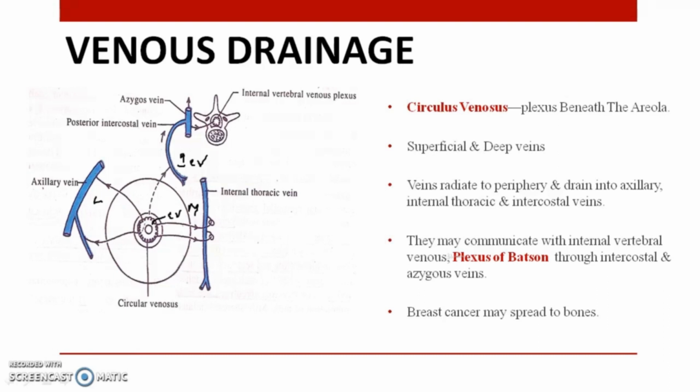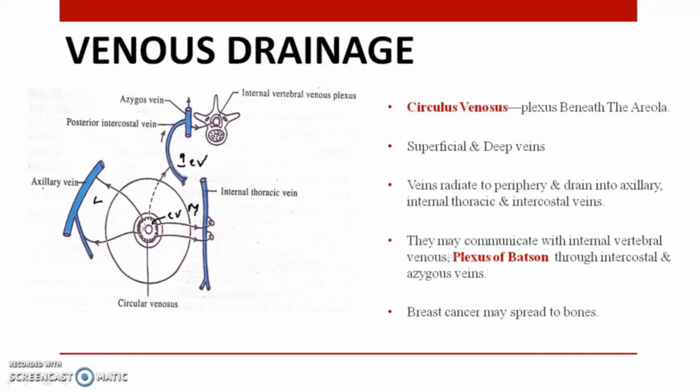About arterial supply, I will summarize now. Arterial supply is mainly by means of three arteries: the superior thoracic artery, the lateral thoracic artery, and the internal thoracic artery, which is giving its branch through perforating branches of the intercostal arteries.